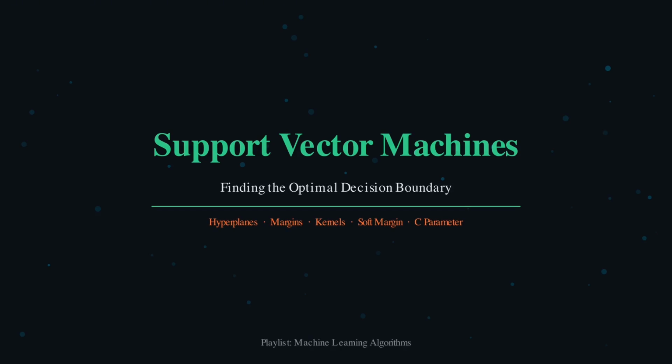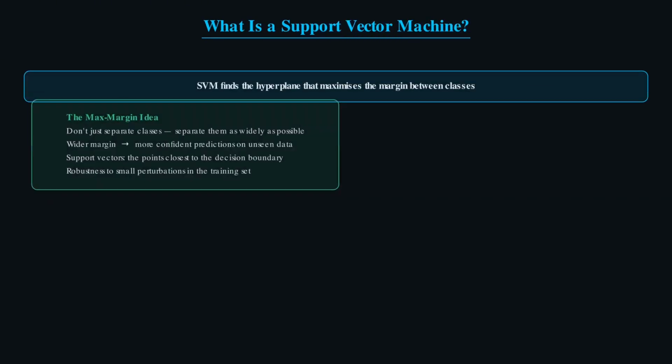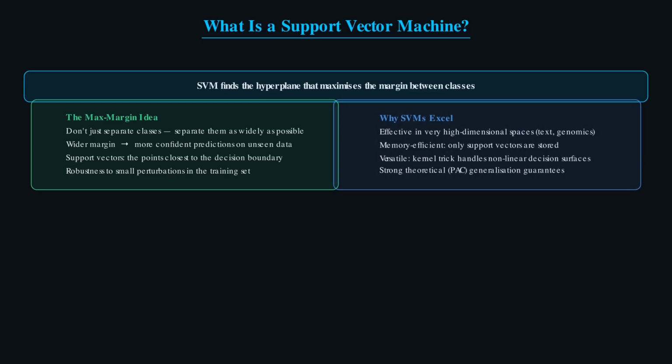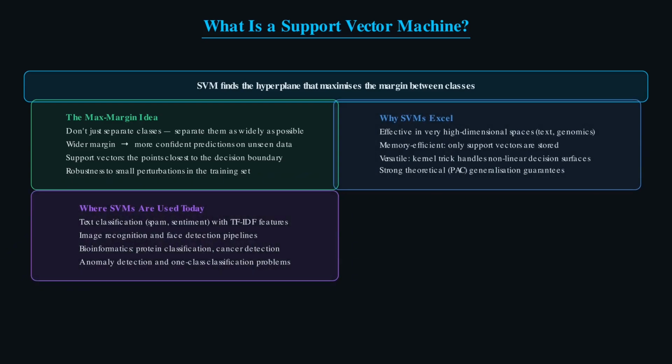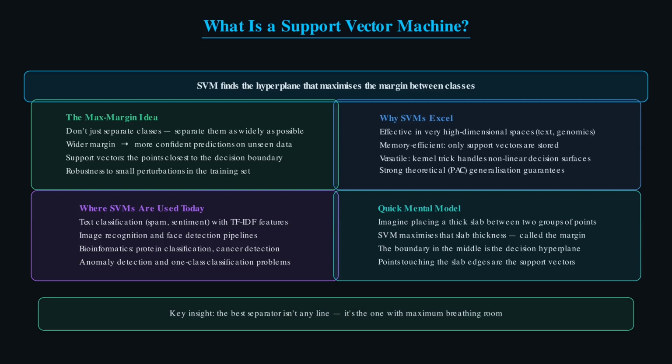Given two classes, infinitely many lines can separate them. You could draw the boundary here, or shift it there, and it still works. So which one should the model choose? SVM picks the boundary with the maximum margin, the one that stays as far away as possible from the closest data points on both sides. That distance is your safety buffer.